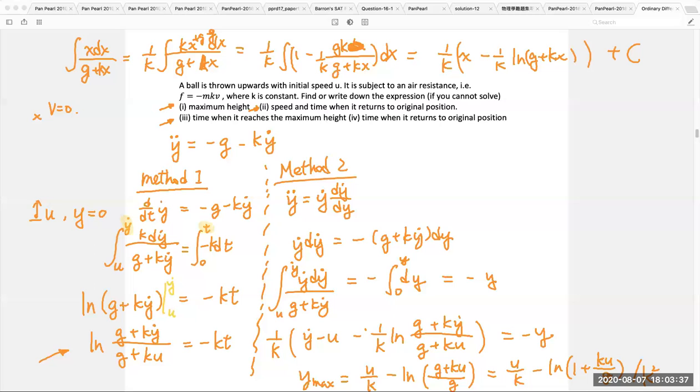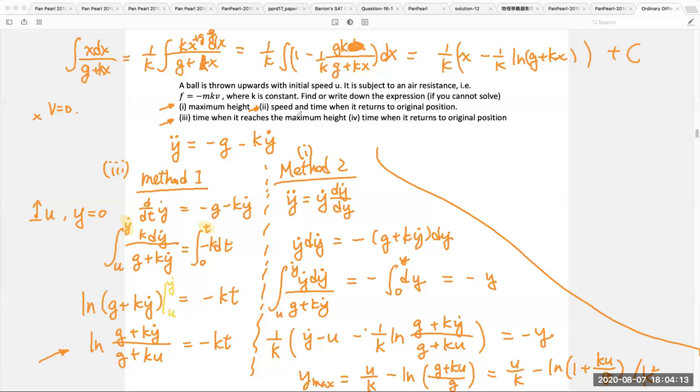So if you want to find the maximum height, you better use method 2 for part 1. And then for part 2, you want to find the speed and the time when it returns to the original position. So actually, let's do part 3 first. For part 3, if you want to find the time, of course it's better to use method 1 here, and then you can substitute y dot equal to 0 and get the time already.